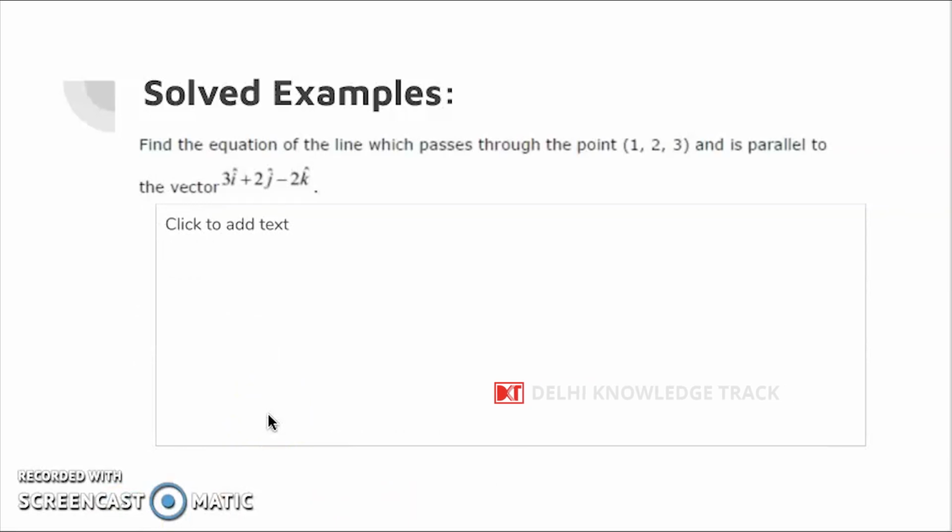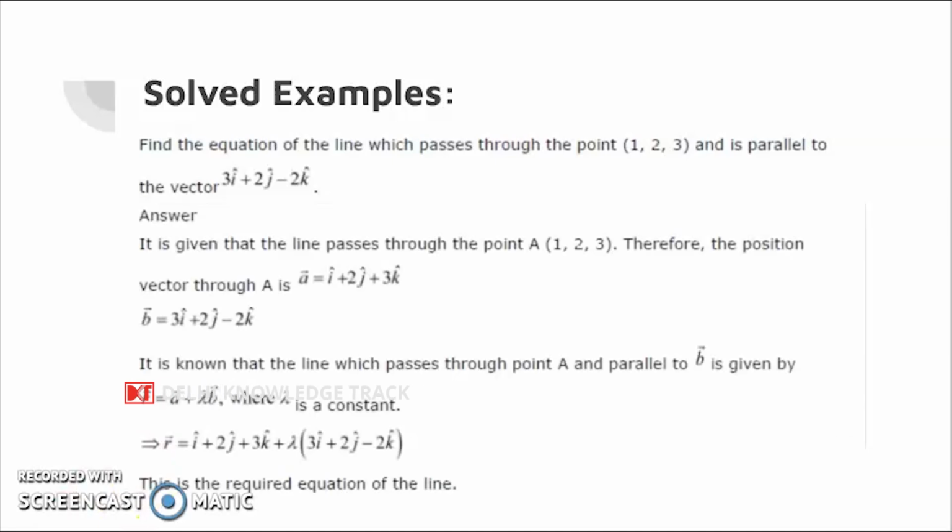Find the equation of a line which passes through the point 1, 2, 3 and is parallel to the vector 3i cap plus 2j cap minus 2k cap. Now let's try to solve this question. In the question, it is given that the line is passing through the point 1, 2, 3. Therefore, the position vector of the point will be i cap plus 2j cap plus 3k cap. And it is parallel to the vector 3i cap plus 2j cap minus 2k cap.